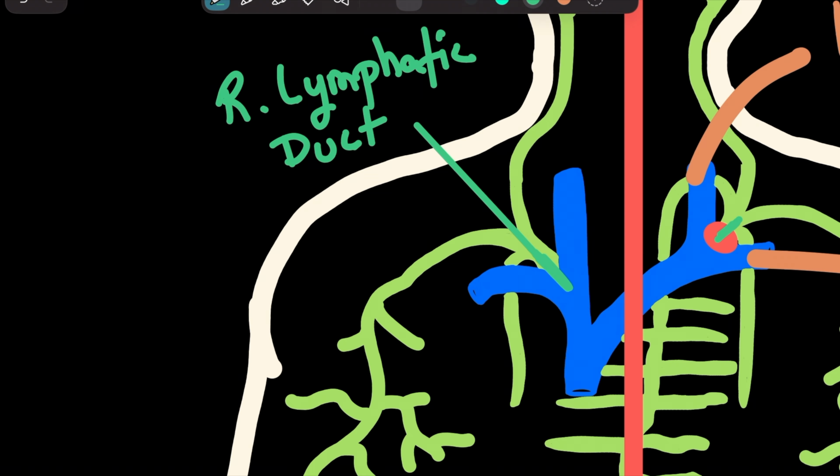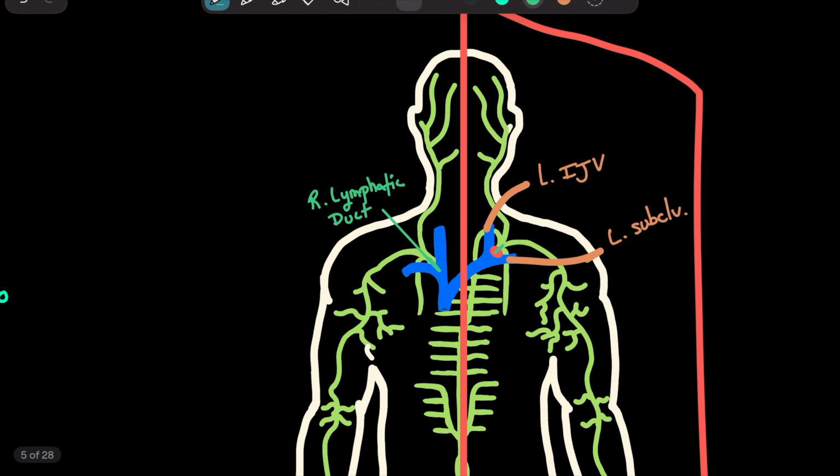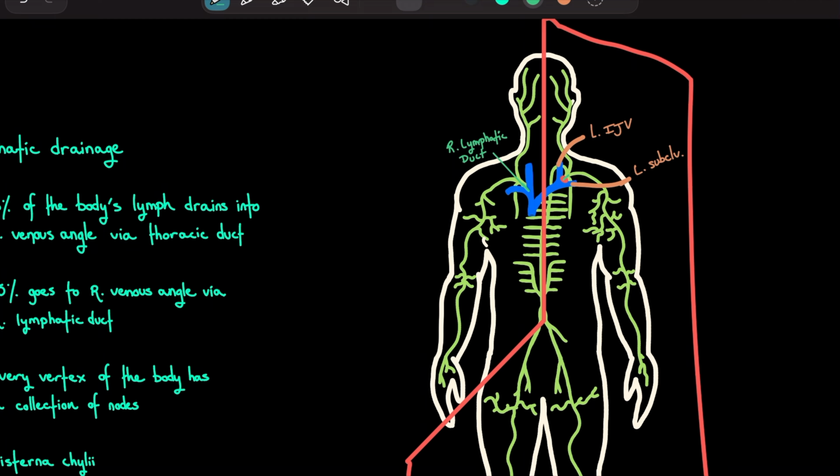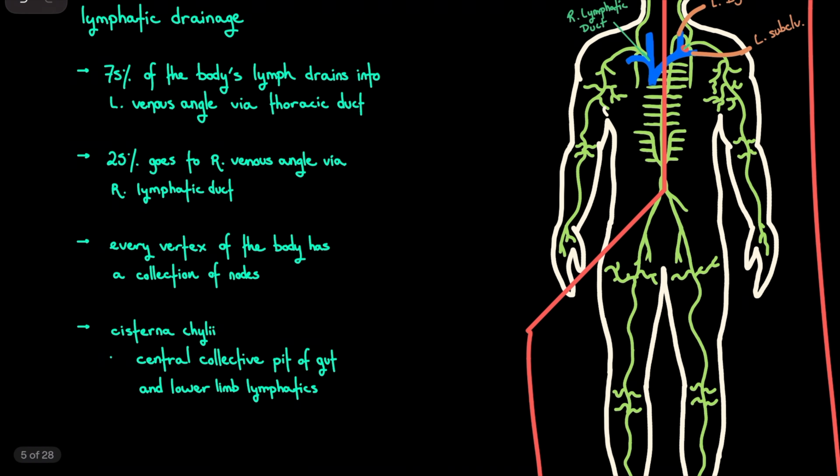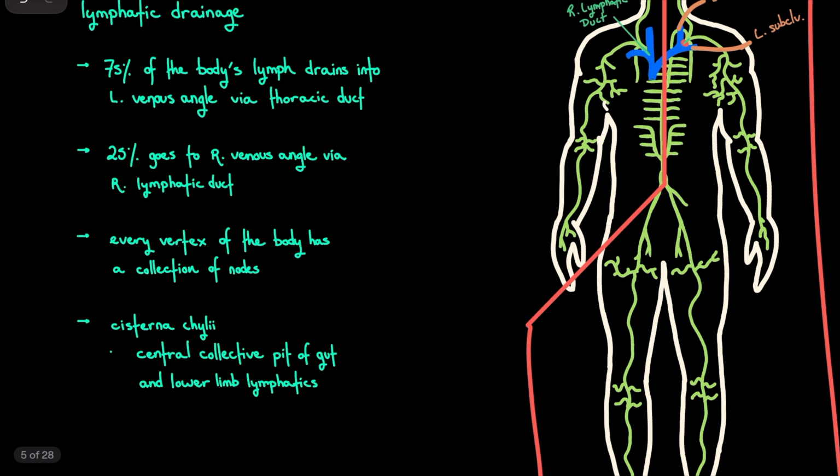So the ultimate drainage of the whole body, like both of them are ultimately getting to the venous angles. It just depends on which one. Most of the time, it's the left venous angle where the thoracic duct joins. Much less of the time, it's the right lymphatic duct or the right venous angle meets up. And yes, I already mentioned if there's an angle in the body, there's likely a collection of nodes there.